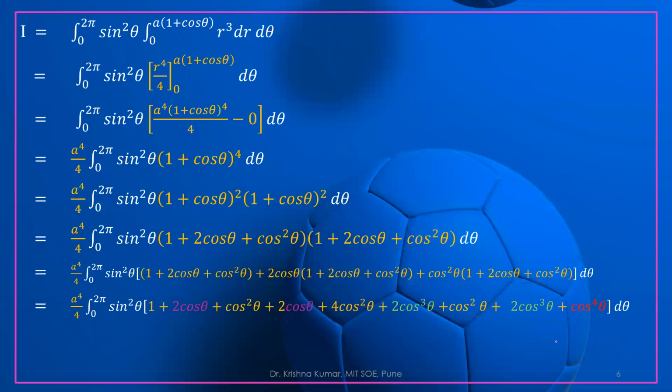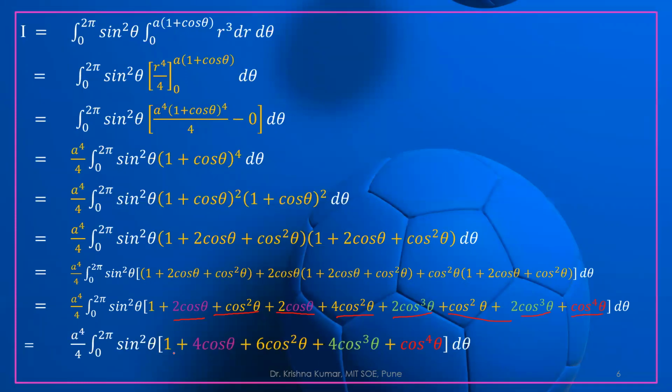So out of this term, just look here, 2 cos theta, 2 cos theta, this is a similar term, so we can write it as 4 cos theta, cos square theta, 4 cos square theta, cos square theta. So 1 plus 4 plus 1 is 6. And then 2 cos cube theta, 2 cos cube theta means 4. And then cos to the power 4 theta. So what we are writing, we have 1 plus 4 cos theta plus 6 cos square theta plus 4 cos cube theta plus cos to the power 4 theta.